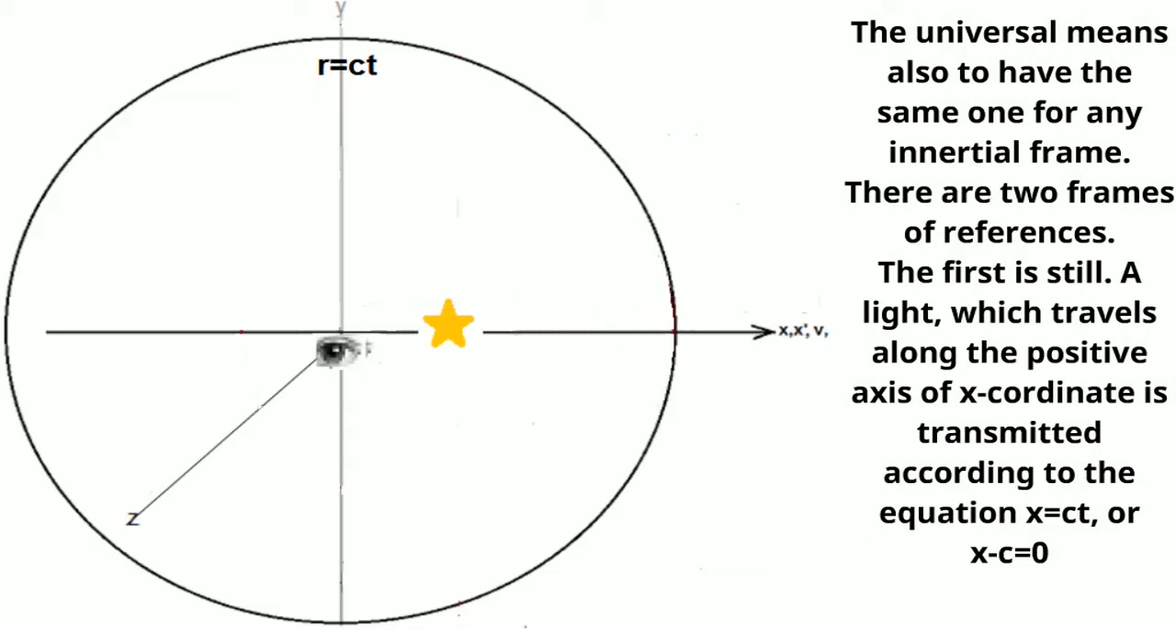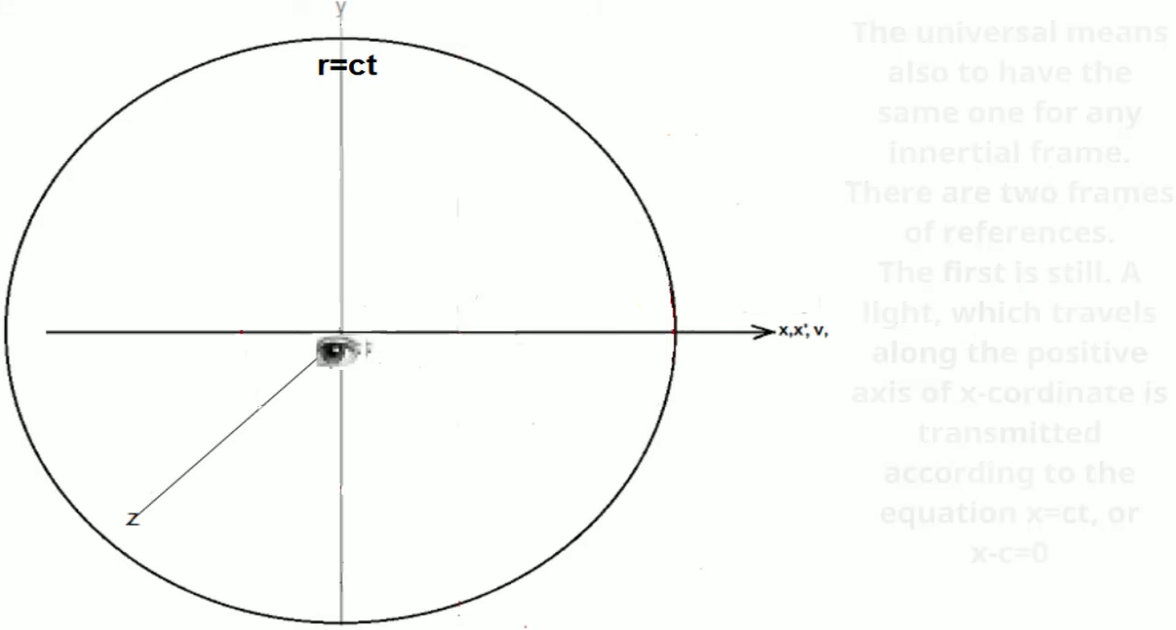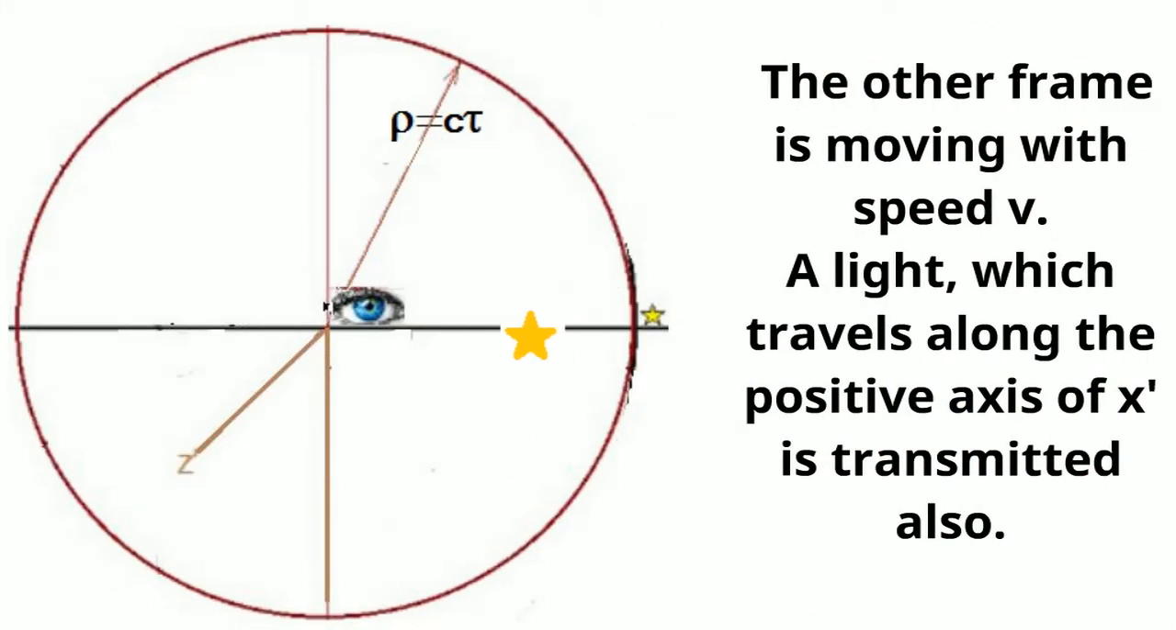The first is still. A light, which travels along the positive axis of x, is transmitted according to the equation x equals ct, or x minus ct equals 0. The other frame is moving with speed v. A light, which travels along the positive axis of x prime, is transmitted also.